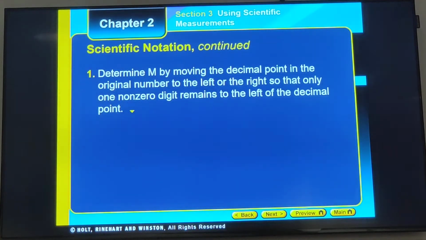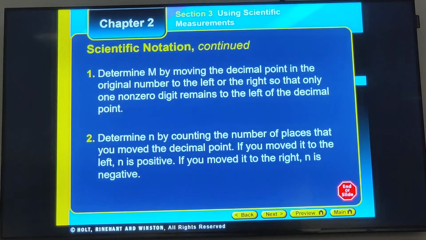So you determine the M by moving the decimal point in the original number to the left or right, so that you have only one non-zero digit to the left. And then you determine n by just how many places you counted. So I think all of you know how to do this. It's just a little review of that. So if you moved it to the left, the n is going to be positive. If I moved it to the right, the n is going to be negative.